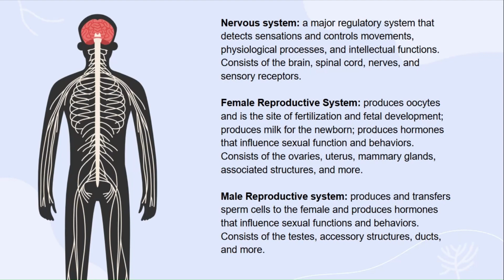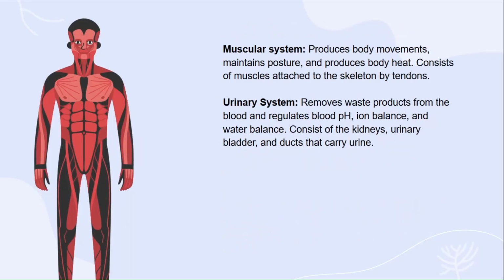And next is the male reproductive system. The male reproductive system produces and transfers sperm cells to the female and produces hormones that influence sexual functions and behaviors. And it consists of the testes, accessory structures, ducts, and more. Next is the muscular system. The muscular system produces body movement, maintains posture, and produces body heat. And it consists of muscles that are attached to the skeleton by tendons. Next is the urinary system, and it removes waste products from the blood.